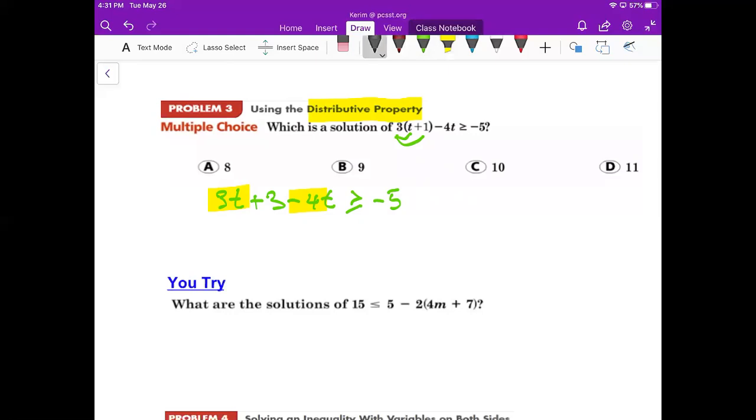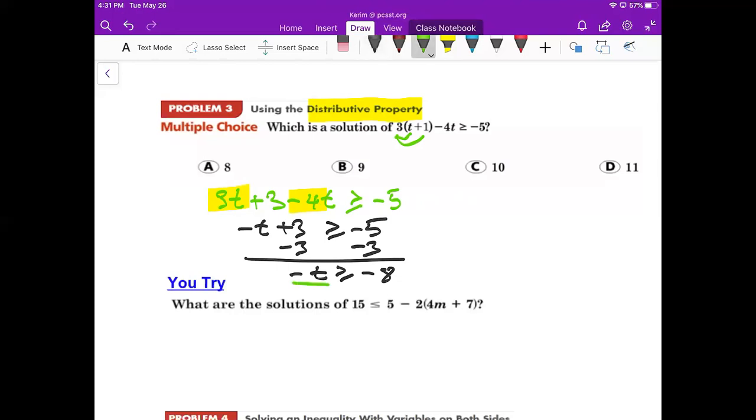So if I combine the like terms, I have negative t plus 3 greater than or equal to negative 5. Then undo 3, that gives us negative t greater than or equal to negative 8. Then divide both sides by negative, because you need a positive t, you don't need negative t. So when you divide both sides by negative, that means negative 1, okay?